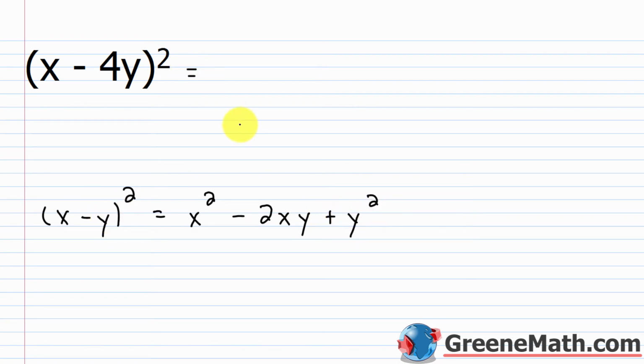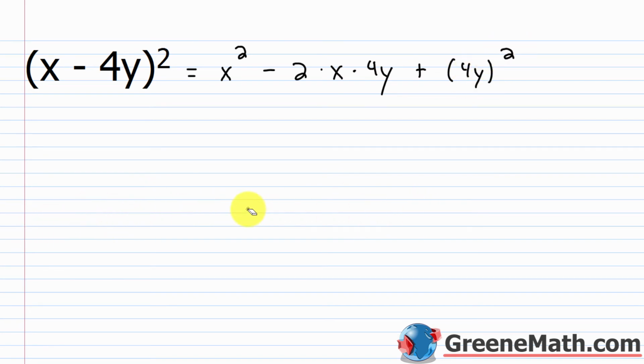So just apply that here. The first term squared, so x is squared, minus 2 times the first term times the second term. So 2 times x times 4y, and then plus the last term squared, so 4y squared. Okay, we can erase this now. We don't need it. And so we'd have x squared minus 2 times 4 is 8, so you'd have 8xy. And then plus 4 squared is 16. Y squared is y squared. So you get x squared minus 8xy plus 16y squared.